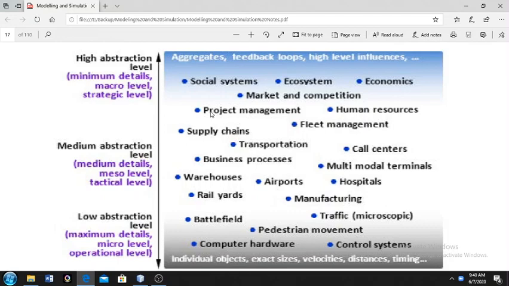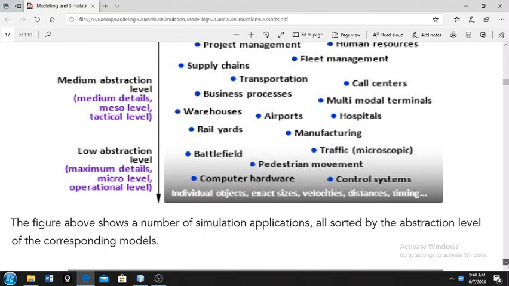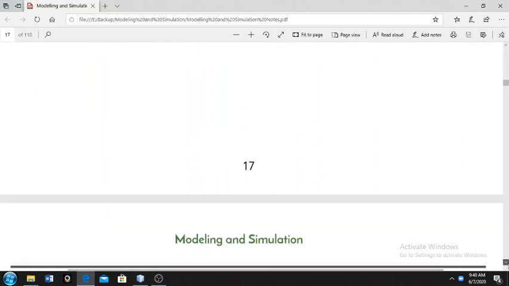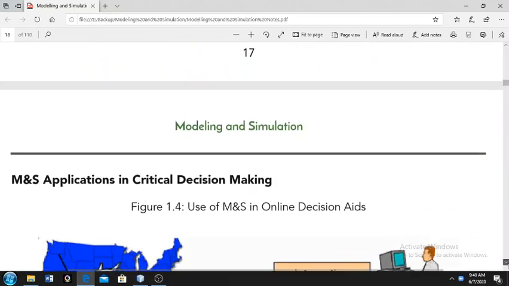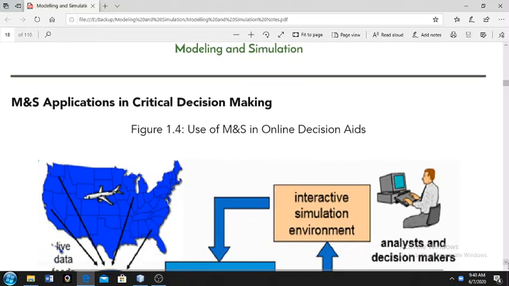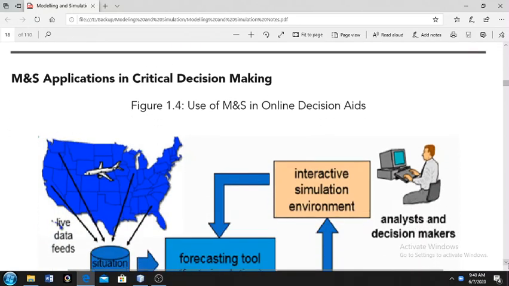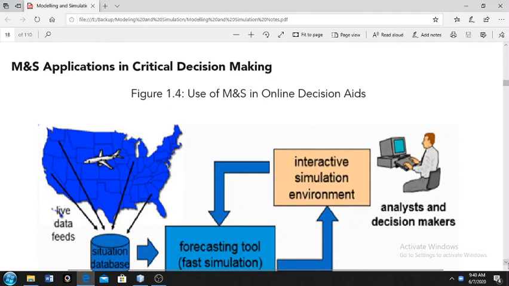So these are the areas of application. Good. Now, application in critical decision making.